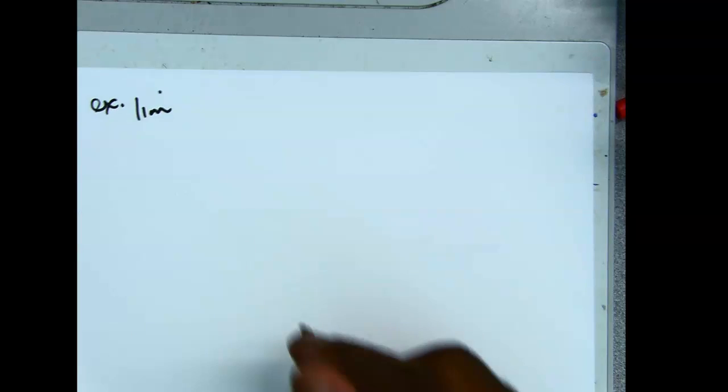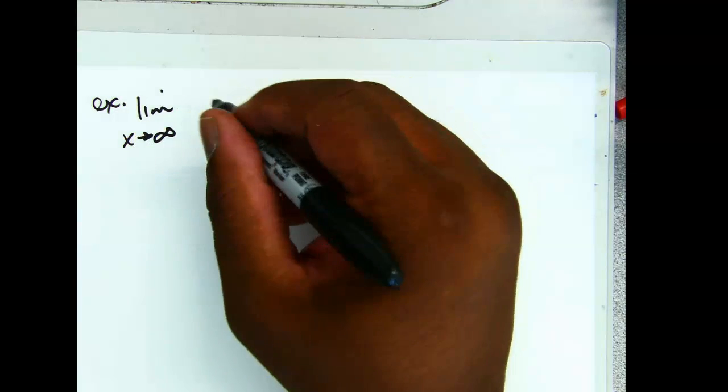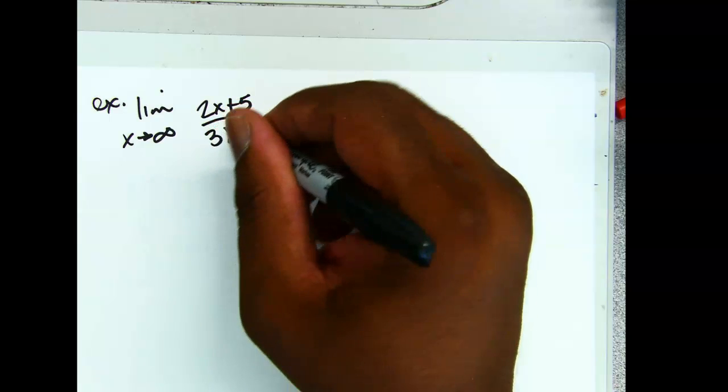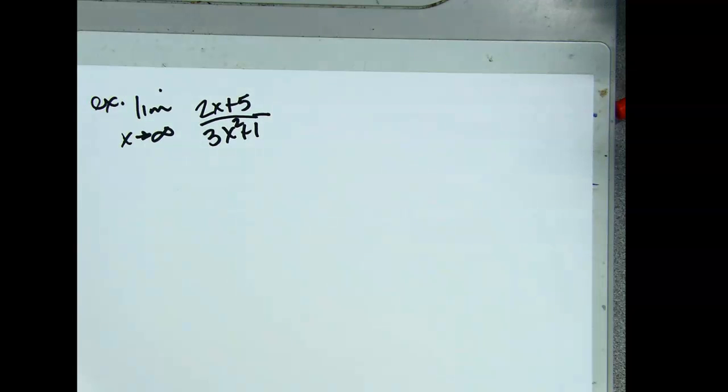Okay, how about the limit as x goes to infinity? So this one is 2x plus 5 over 3x squared plus 1. Now, the degree in your denominator is larger than the degree in your numerator. So this answer should be 0.